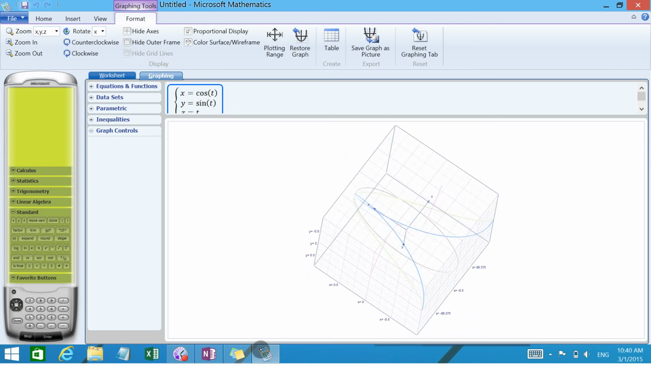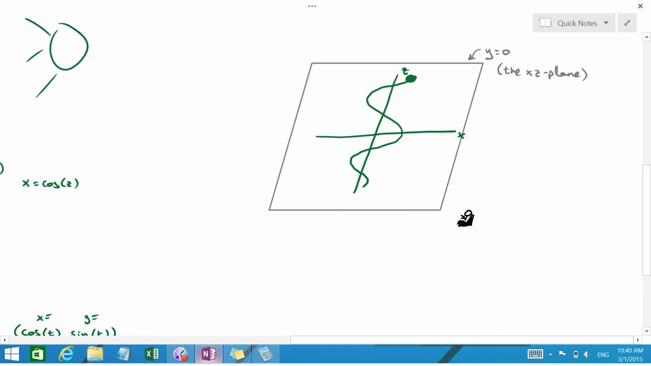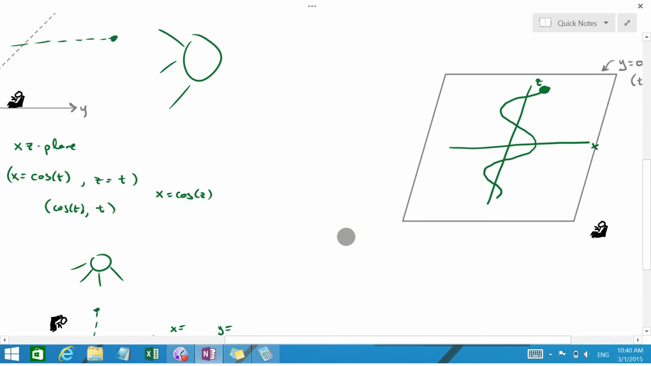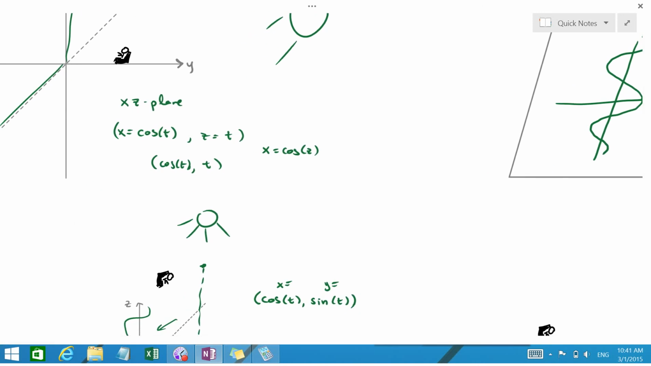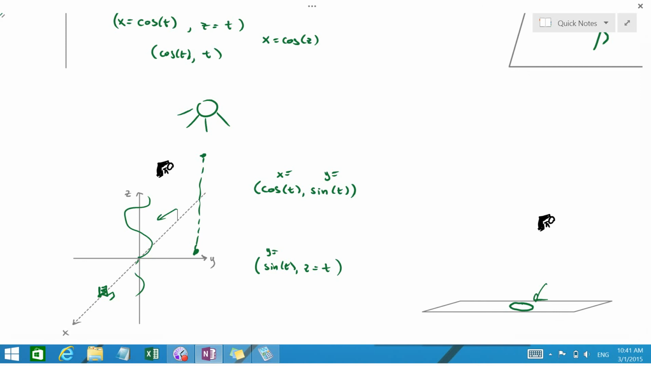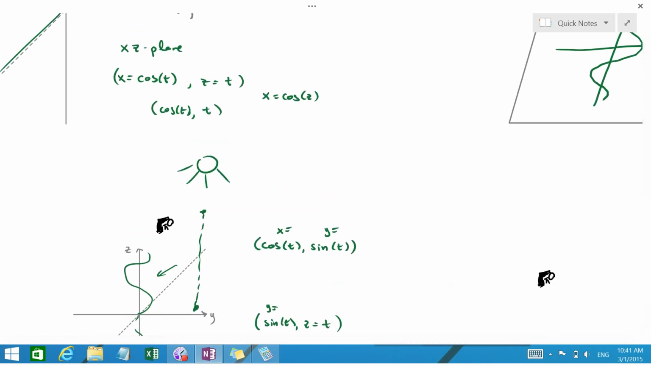So to understand and visualize the 3D parametric curve, my suggestion is to try and just ignore one of the variables, set them equal to 0, look at just the xy plane or the yz plane or the xz plane, and see what kind of 2D shadow it's projecting and what that looks like. That way you can use your understanding of the 2D parametric plots to better understand what the 3D parametric plots look like.